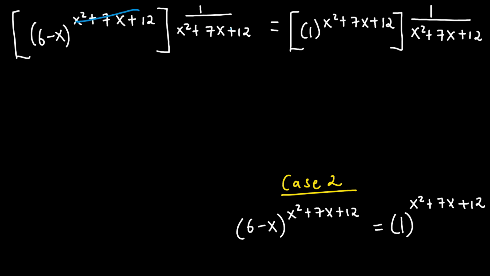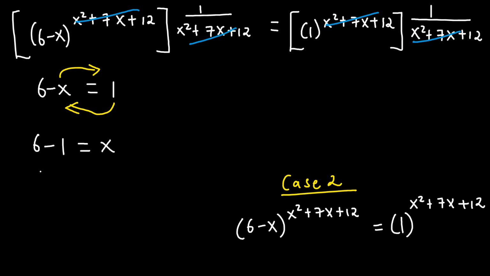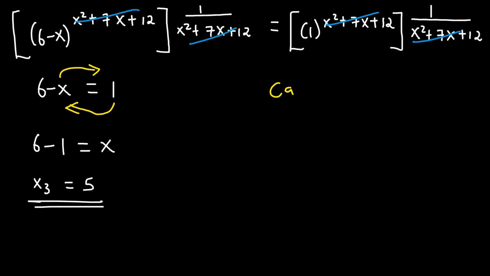Now the exponents will cancel on both sides. And so on the left hand side we shall remain with 6 minus x equaling to 1 on the right hand side. And now we can take negative x to the right hand side and bring 1 to the left hand side. So we shall have 6 minus 1 equaling to positive x. Therefore x3 will be equal to positive 5. Now let's look at the third case.